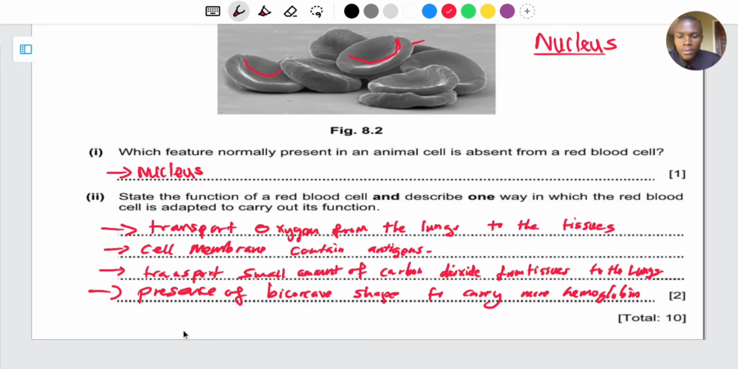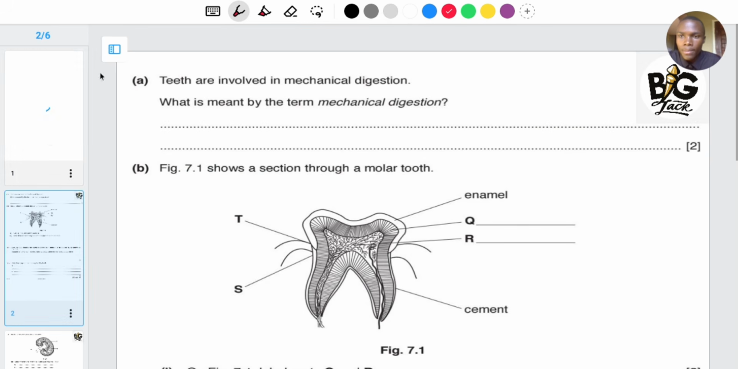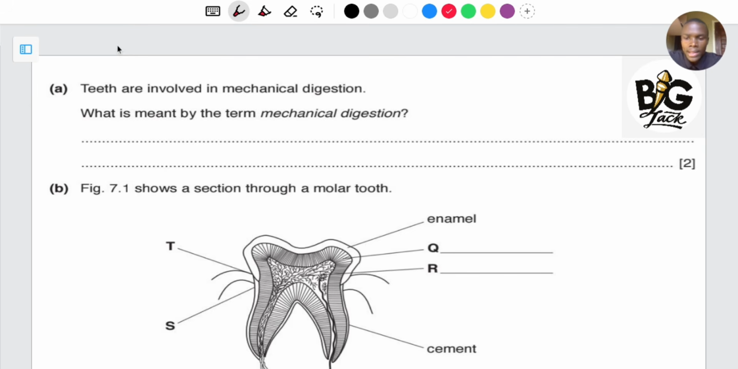Apart from that one, I also have another question here. This one is coming from dentition as well as digestion, in fact just focusing much on digestion. It says teeth are involved in mechanical digestion. What is meant by the term mechanical digestion? Digestion is the process by which food is broken down into smaller particles.